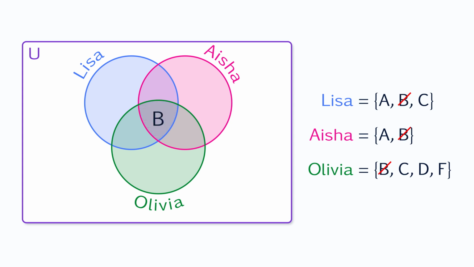Let's continue and move to this region. This region covers all the elements shared by Lisa's and Olivia's sets, except for the elements shared by all three sets. The grade of C fits this description, so you can move the C over here. Remember to draw a slash through the C elements in your list.